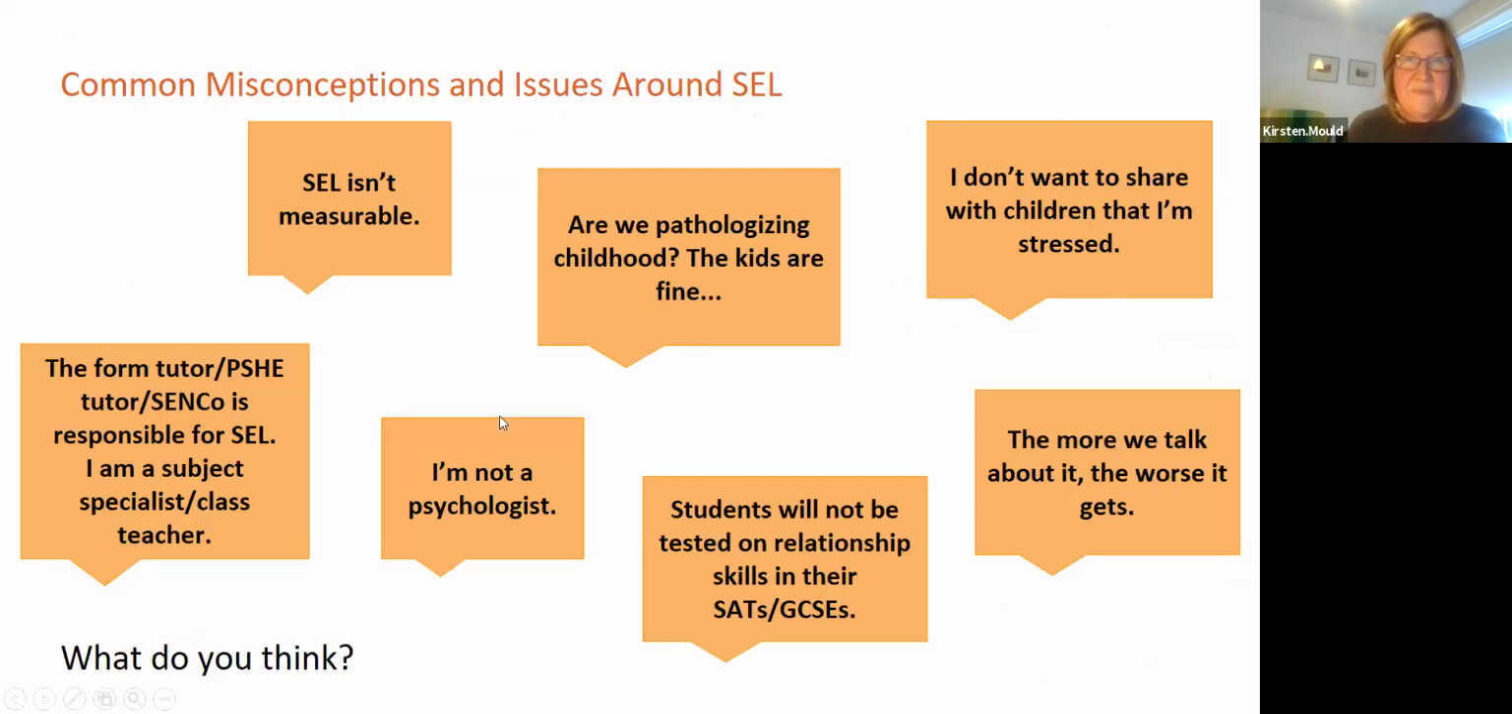There are a number of misconceptions, things to be aware of around SEL, and there's just some of them on the screen here, some of them perhaps more relevant to primary or more relevant to secondary. The issue around whose responsibility is it, who ties the explicit teaching of SEL in together in school.